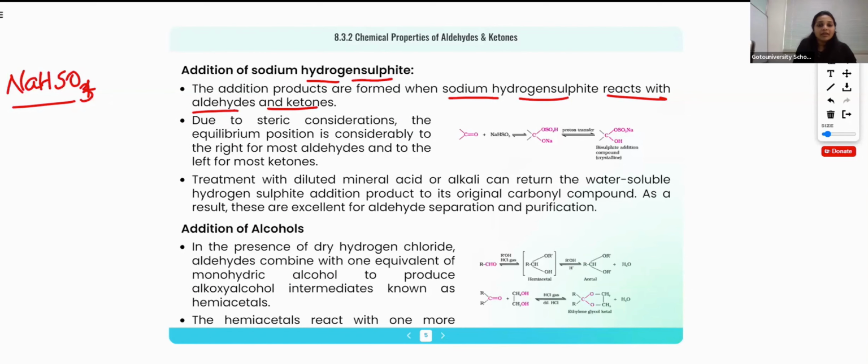The sodium hydrogen sulfite, that is NaHSO3, will split into Na plus ions and HSO3 minus ion. This is called a bisulfite ion or hydrogen sulfite ion. We can call it bisulfite or hydrogen sulfite, not sulfate. I told you, sulfite. Okay, so whatever we discussed in the previous one, the same thing.